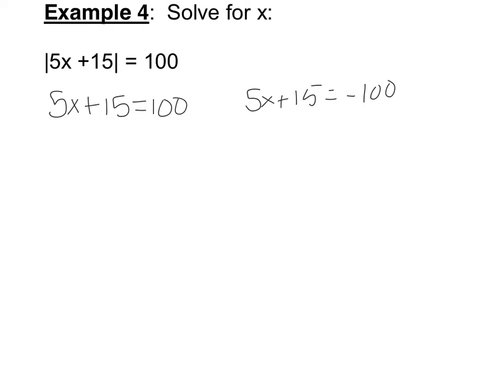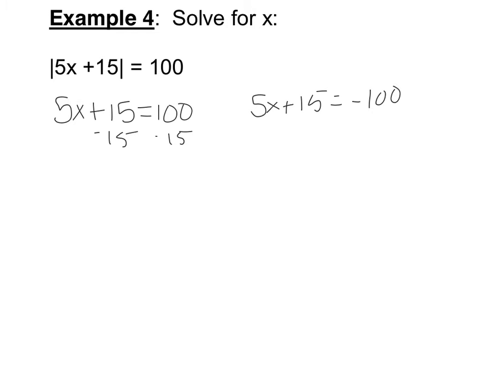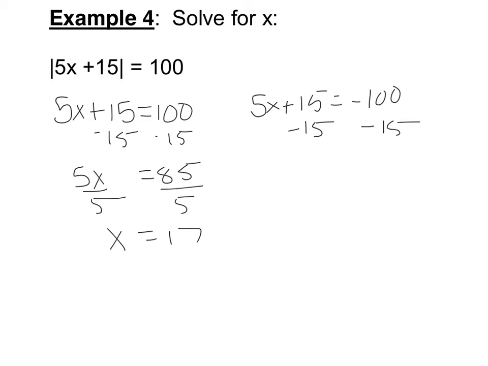But now it's the same two steps. Subtract 15. So you get 5x equals 85. Divide by 5. You get x equals 17. Here, subtract the 15 again. This is what I mean by the same steps. You get 5x equals negative 115. Divide by 5. X equals negative 23.